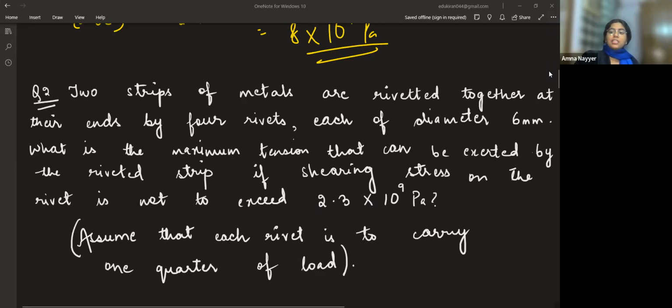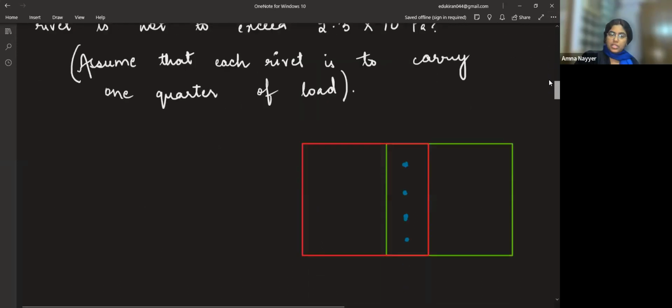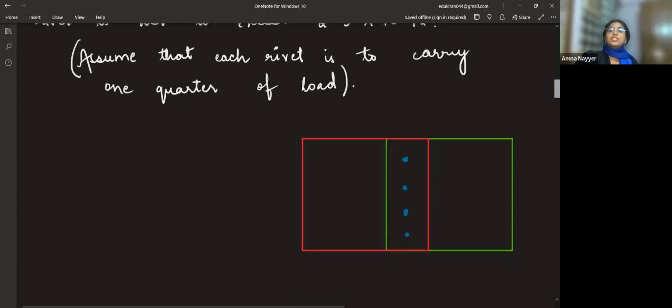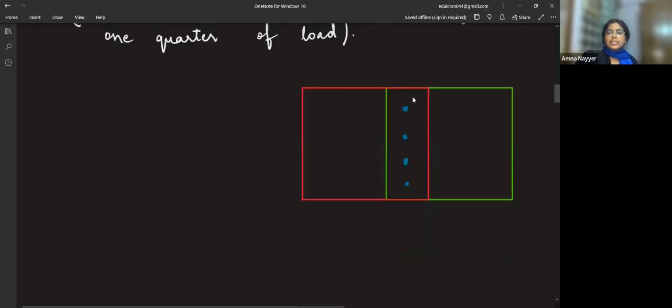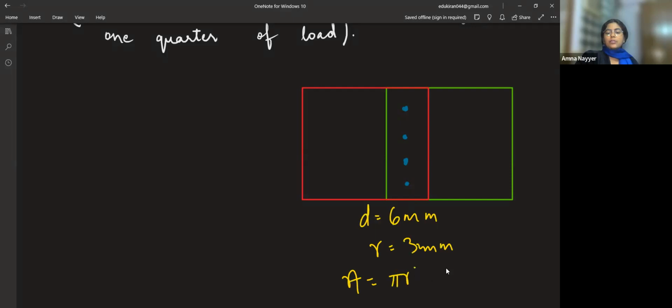It means you have the modulus of rigidity with you, and you have the shearing stress with you. See, the red one is one metal strip, the green one is another metal strip, and they have been riveted together with these four screws. The diameter is given as 6 millimeter, so the radius is 3 millimeters. So the area will be pi r square, that is pi times 3 into 10 to the power minus 3 meter square.